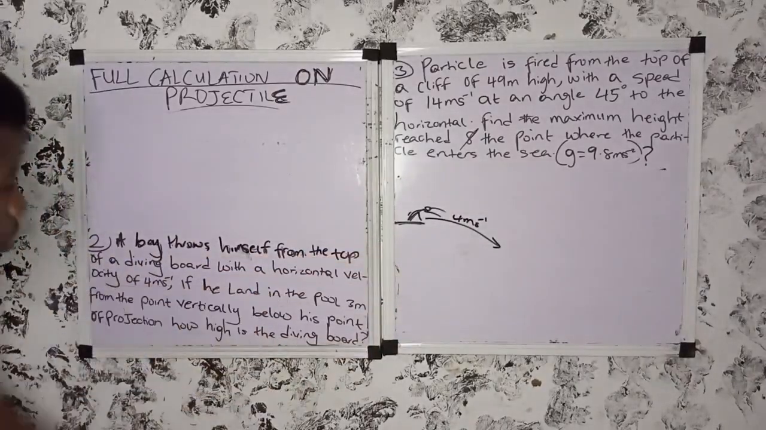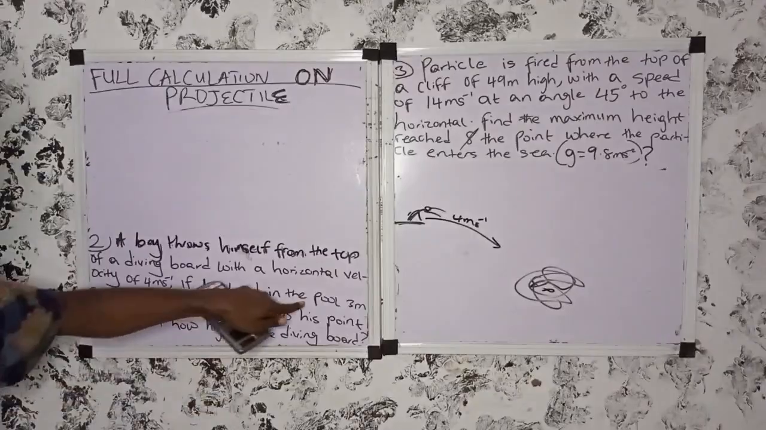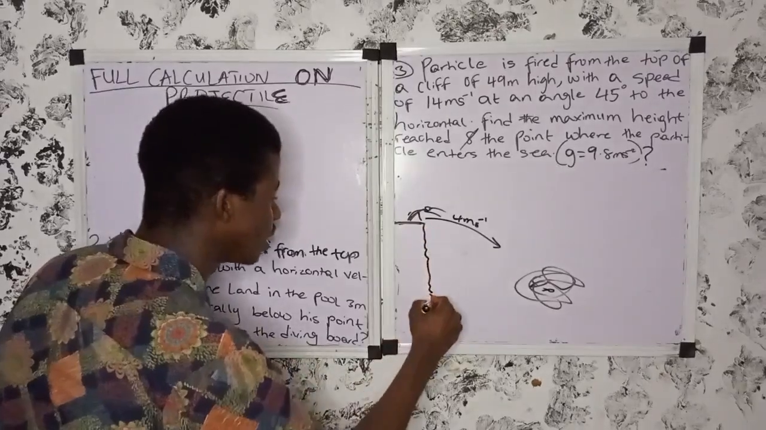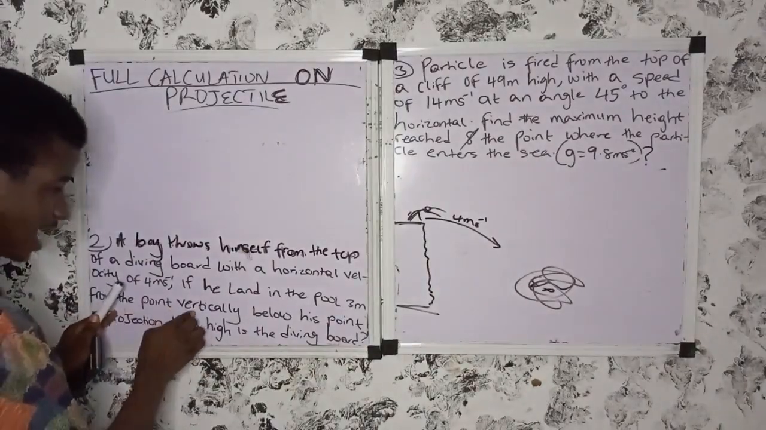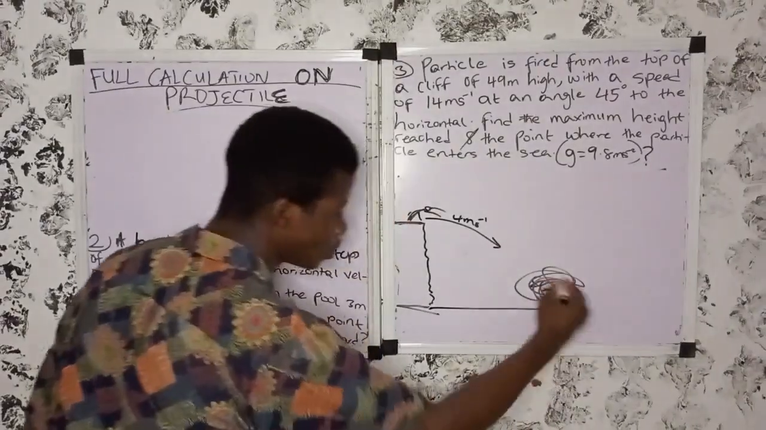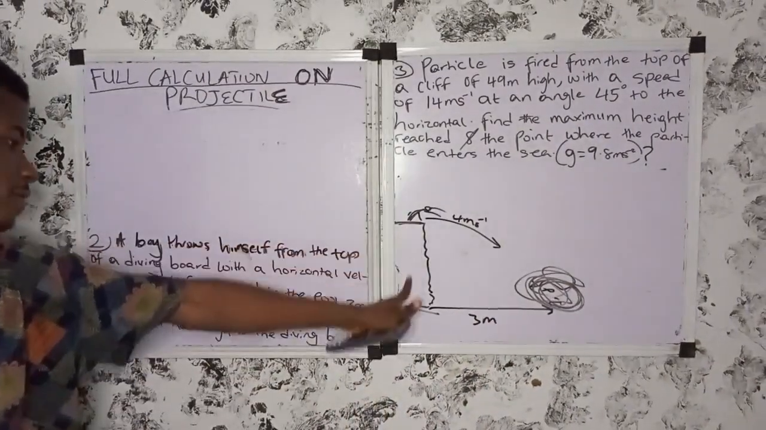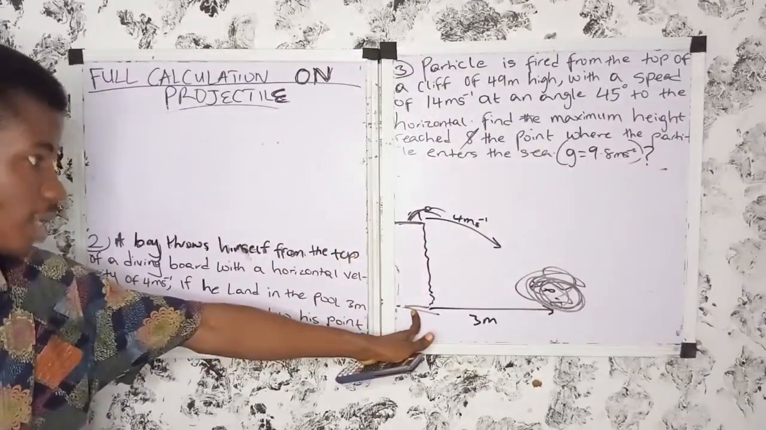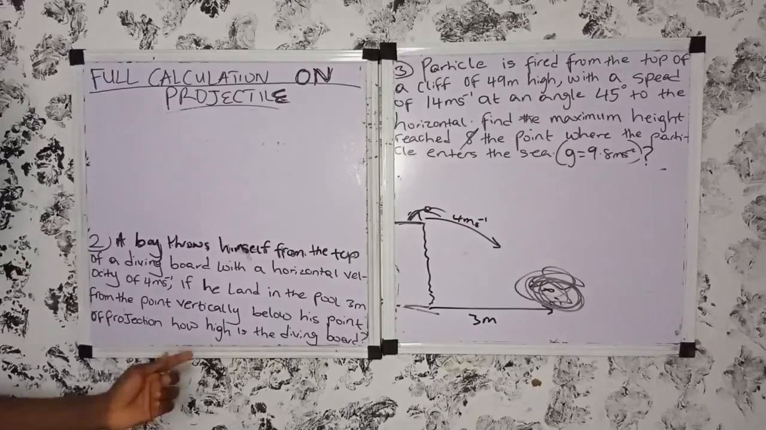If he lands in the pool, let's say this is the pool, 3 meters from the point vertically below his point of projection. So it lands in the pool 3 meters away from the point vertically below his point of projection. From this part to here is 3 meters.